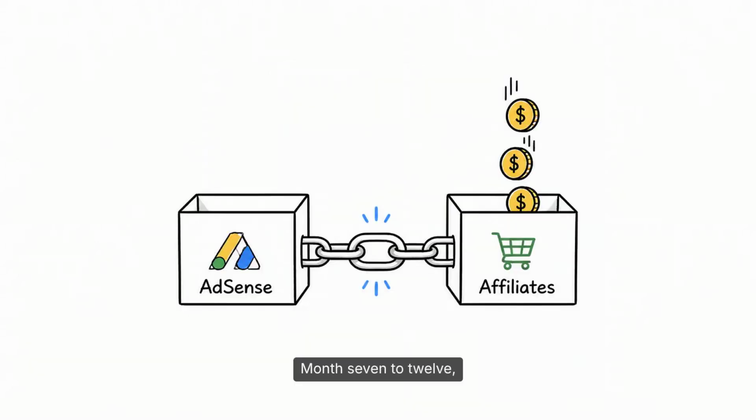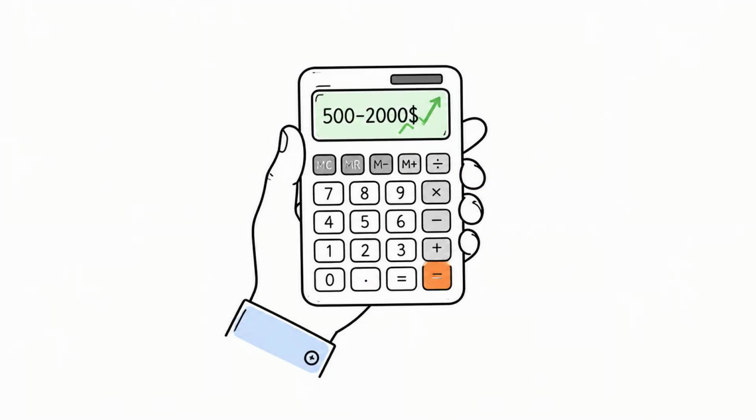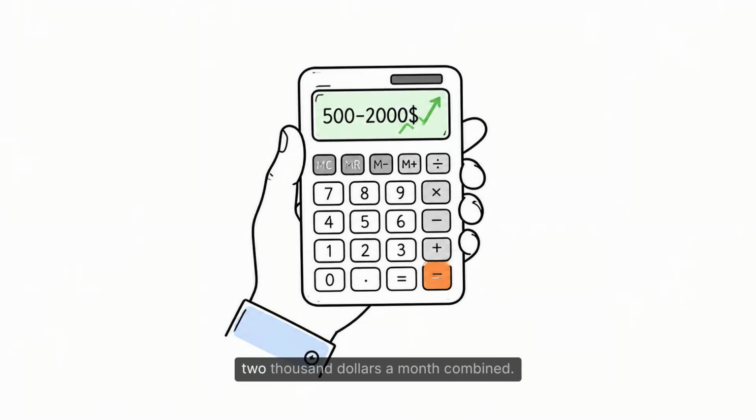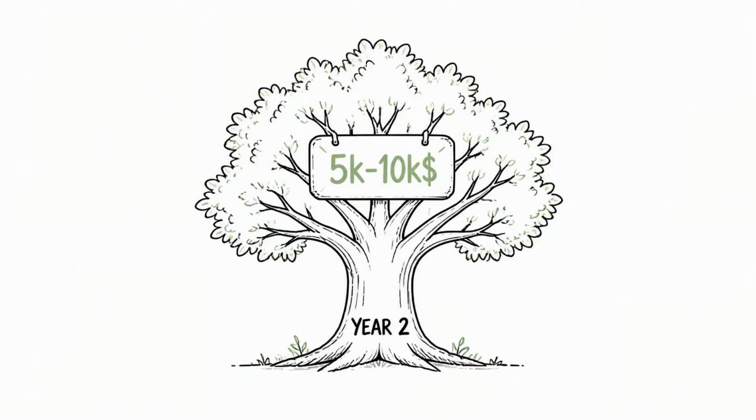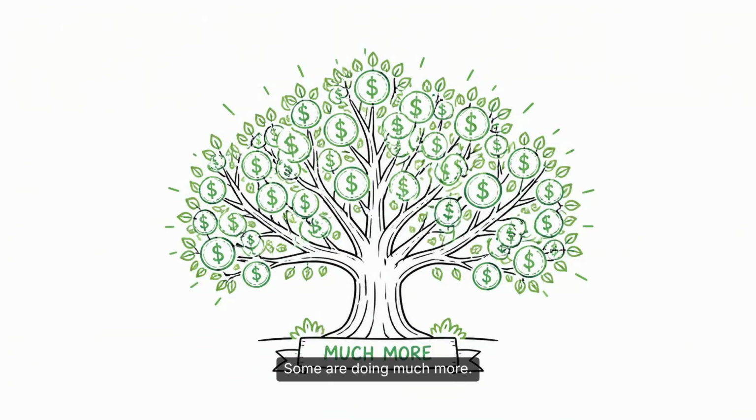Month 7 to 12, AdSense is growing. Affiliates are adding another 100 to 500 a month. And if you've been consistent, you're looking at $500 to $2,000 a month combined. Year 2, the channels that didn't quit in month 2 are doing $5,000 to $10,000 a month. Some are doing much more.